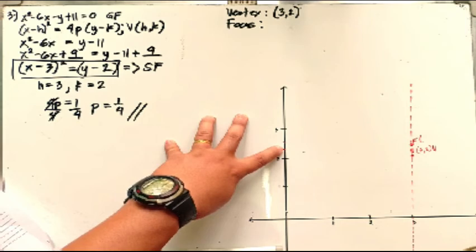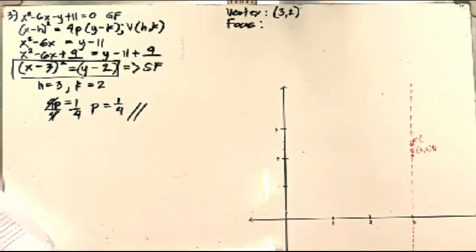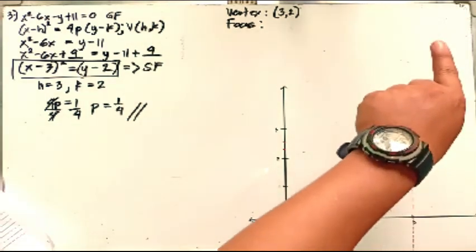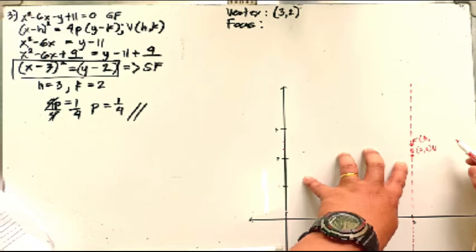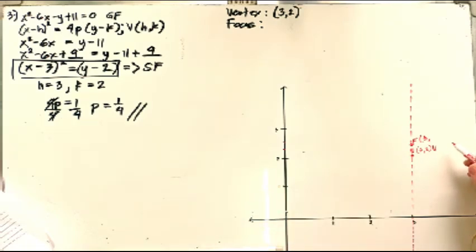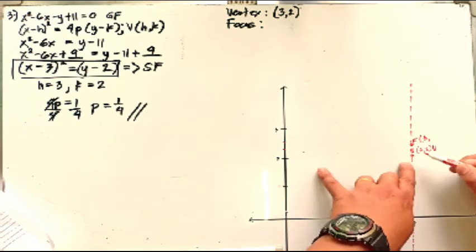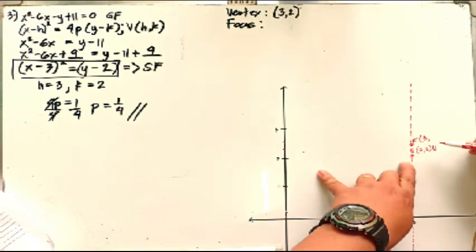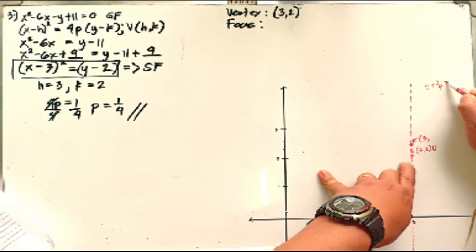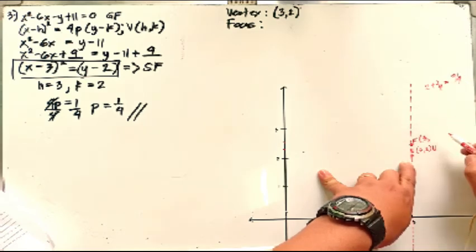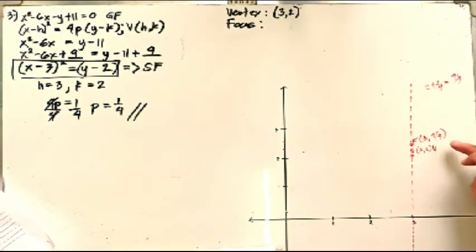The question is, what is the coordinate of the focus? Since they are lying on the same line, they must have the same x coordinate. We have 3. And the problem is, what is the y coordinate? We have 2 as the y coordinate of the vertex. We just move 1/4 unit away, upward. So we need to add 1/4 to 2, and this would be equal to 9/4. So 9/4 is the y coordinate of your focus.